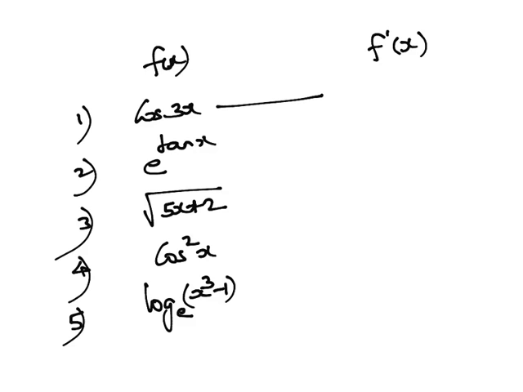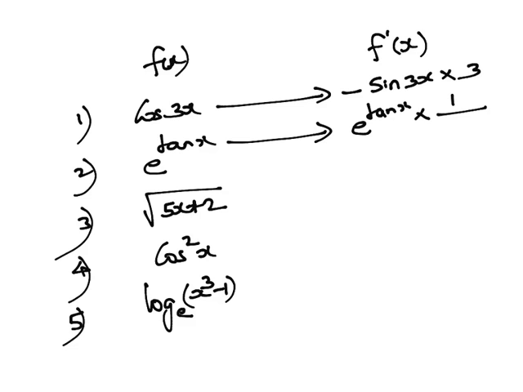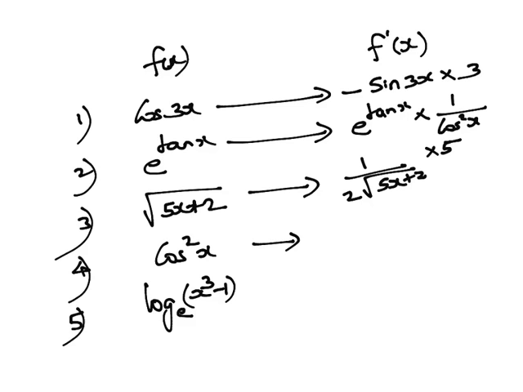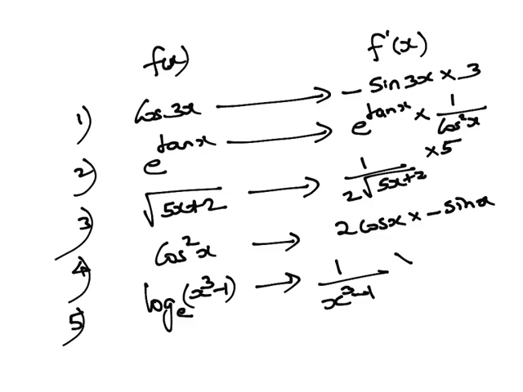Okay, now the answer for the first one is nothing but minus sine 3x multiplied with 3. The answer for the second one is e raised to tan x multiplied with 1 by cos squared x. And for the third one, the answer is 1 by 2 root of 5x plus 2 multiplied with 5. For the fourth one, it's nothing but cos x the whole square, so 2 cos x multiplied with minus sin x. And finally, for the last one, the derivative is 1 by x cube minus 1 multiplied with 3x squared. Okay, so these are the correct answers.